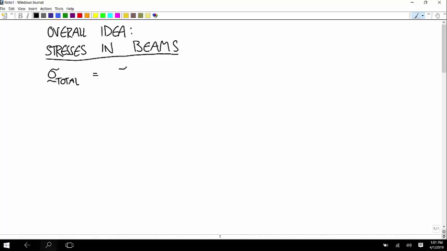The overall idea for stresses in beams: the total stress at a point is the stress due to tension or compression, plus the stress due to the bending moment, plus the stress due to the shear force, plus the stress due to the torque. This one was really easy. So now we're talking about this one.